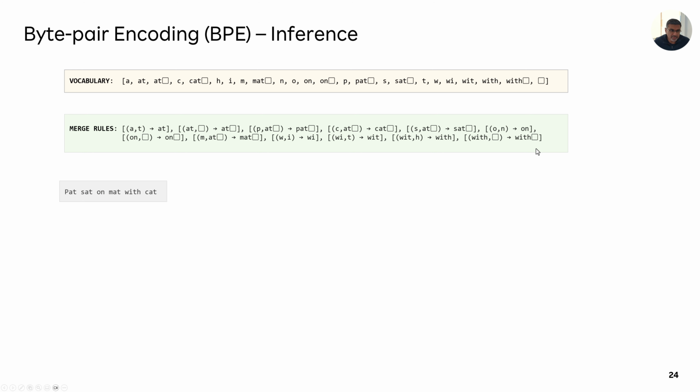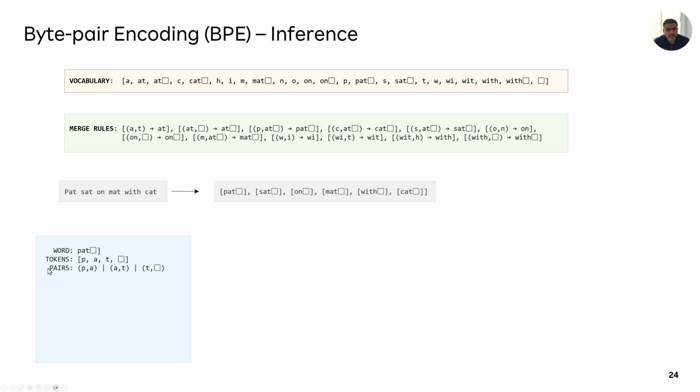Now let's say that during inference I get text like this: Pat sat on mat with cat. Again, I initially do the prep work by splitting the words across these boundaries. I take the first word and tokenize it using every character. I create a set of pairs, P-A-T and T followed by white space symbol. With these pairs, I will look at my merge rules in the order in which they appear in this list, and figure out how to merge them.